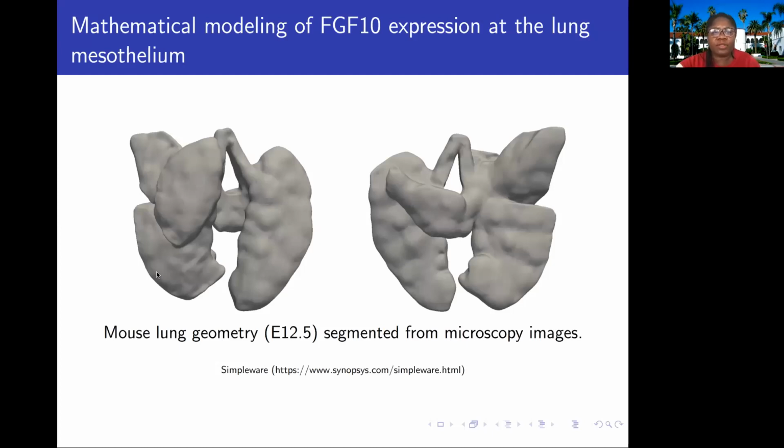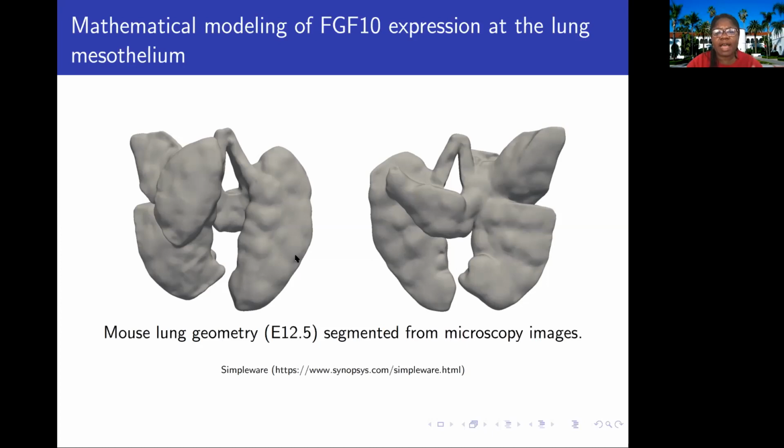So I'm going to talk about that later. But what we are doing is looking at expression at the mesothelium. So rather than the whole bulk of the lung, we look at just the boundary, the hypersurface of the lung. And then we ask, how are these patterns being expressed at the hypersurface? So here is the mouse lung that we have segmented from microscopic images using a simple way.